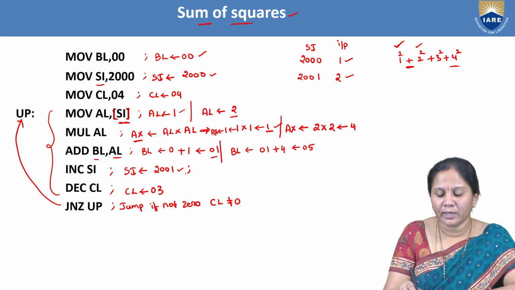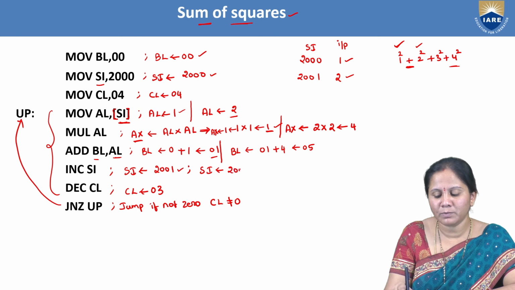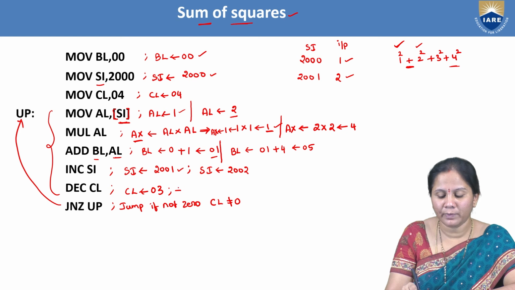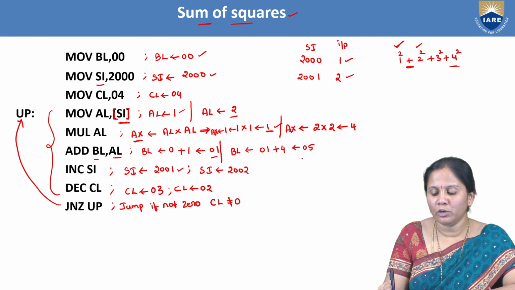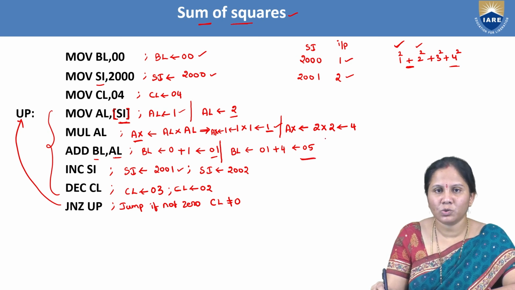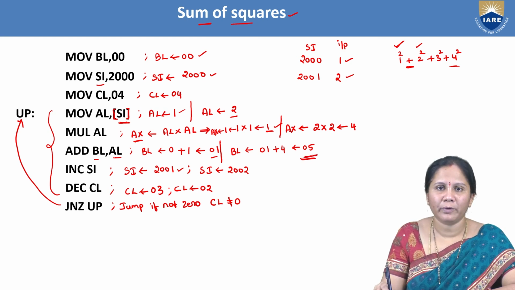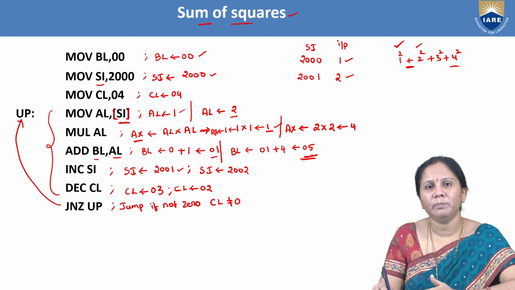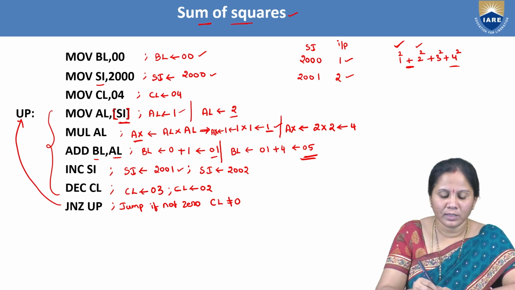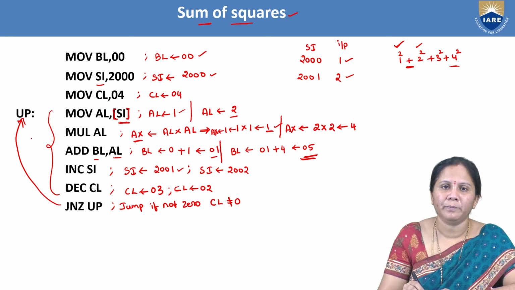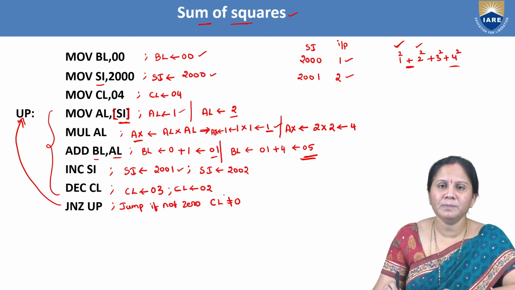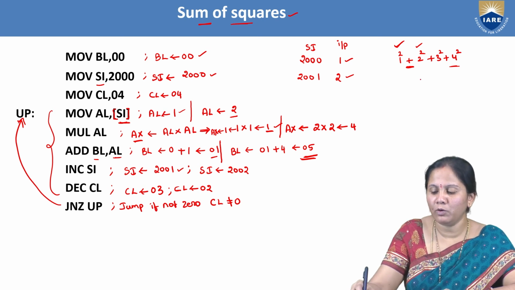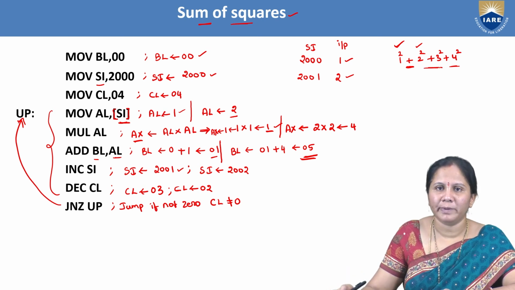And INC SI. The value of SI will be incremented, it becomes 2002. And DEC CL, the value of CL will be decremented by 1. So to perform 1 square plus 2 square, totally we have got 5. Like that, to perform plus 3 square and 4 square, the same loop should be repeated until the counter becomes 0. So this is how we have to perform the sum of squares operation.